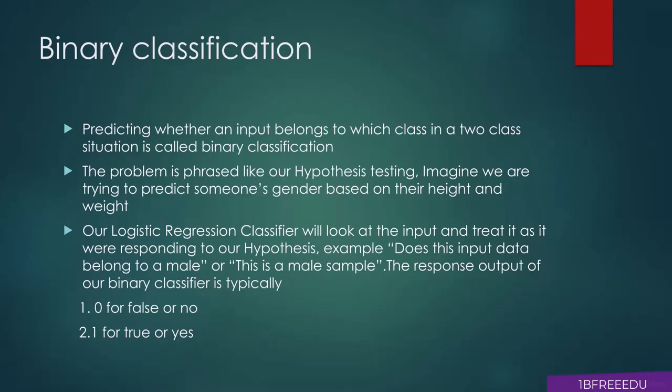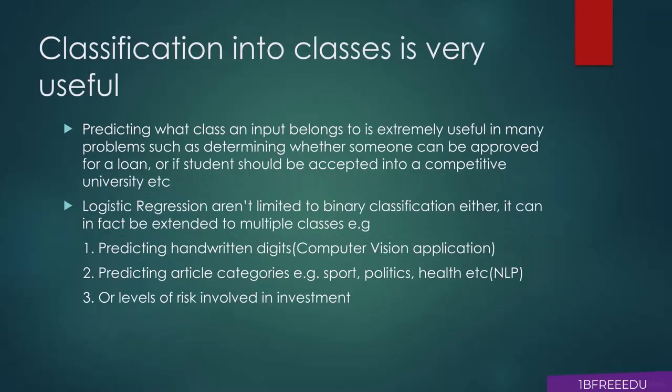All right, a 0 would point, as I said, to a false category, and a 1 would fall to a true category. As far as classification is concerned, predicting what class an input belongs to is extremely useful in many problems, such as determining whether someone can be approved for a loan. Let's say you go to a bank and you want your loan application approved. They are going to look at certain features: what's your income, whether you're married, or whether you're a graduate. All those features should be considered as part of predicting the label, whether you're qualified for that loan or not, right?